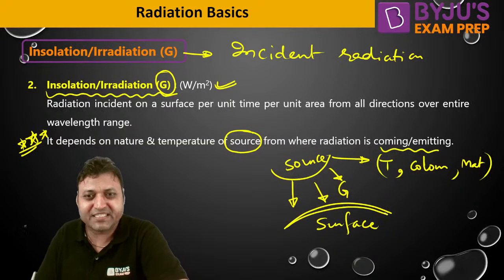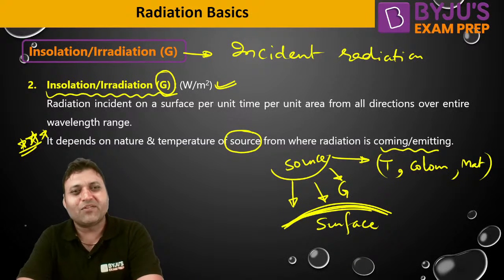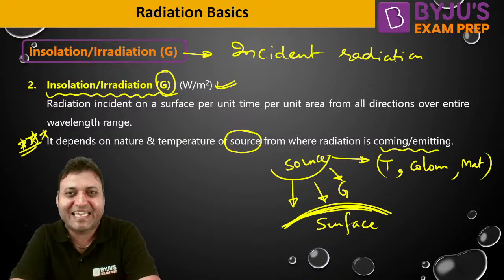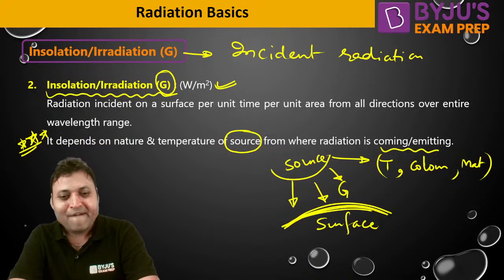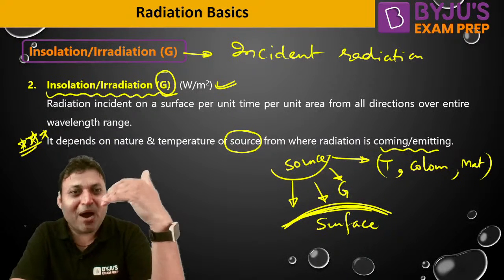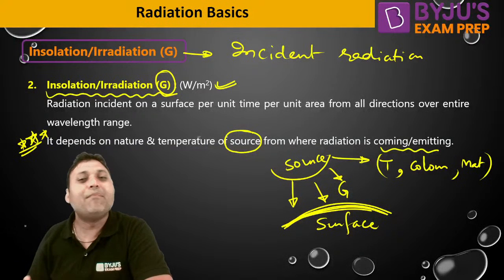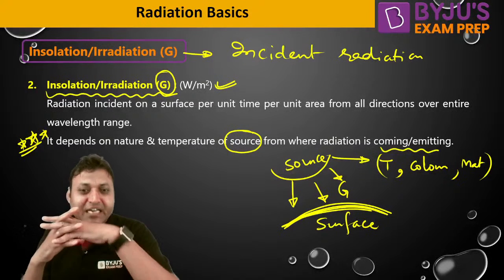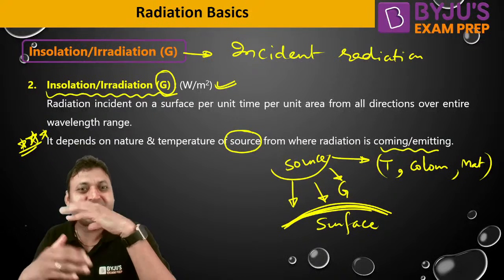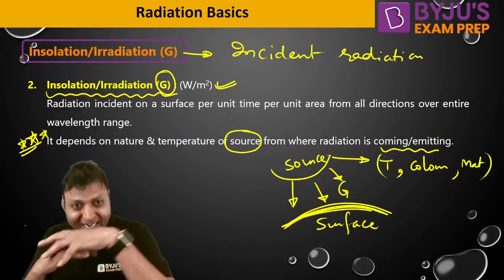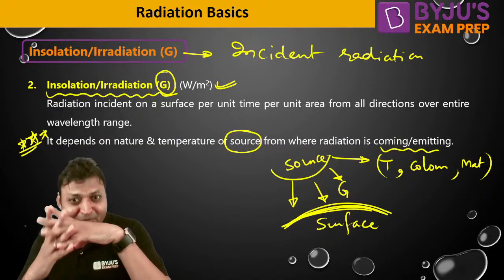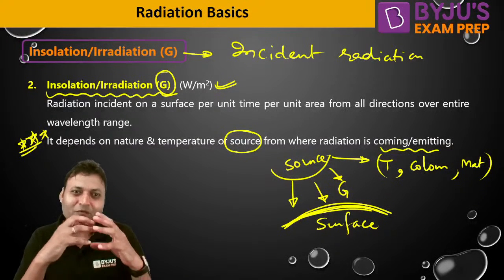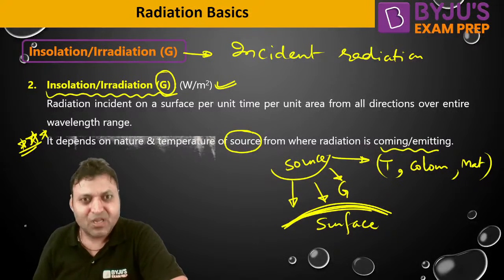It is not a function of this surface. It is not a function of the parameter of the surface. Rather, it is a function of the parameter of the source from which the radiation is incident. Similarly, emission talks about the emissive power, the emissivity. So emission depends on the temperature, color and roughness of the surface from which the radiation is emitted. That is why the emissivity depends on the temperature, color and roughness of the surface from which the radiation is getting emitted.